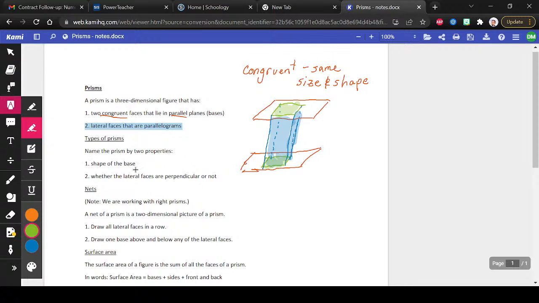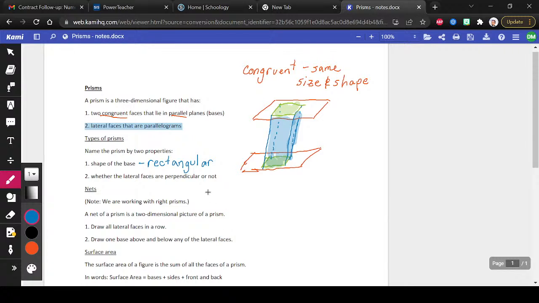We name the prism by two properties: the shape of the base and whether the lateral faces are perpendicular or not. For instance, for the shape of the base, in our case today we're just going to be working with rectangular prisms. Rectangular prisms means that our bases are going to be rectangles, and the lateral faces are perpendicular or not. If they're perpendicular, we call them right. In other words, they'll stand up straight. If we say that they're not perpendicular, then we call them oblique. Oblique is a fancy word for slanted.